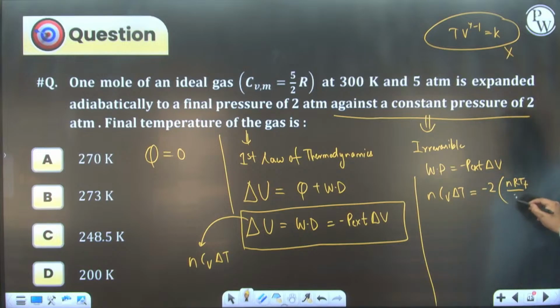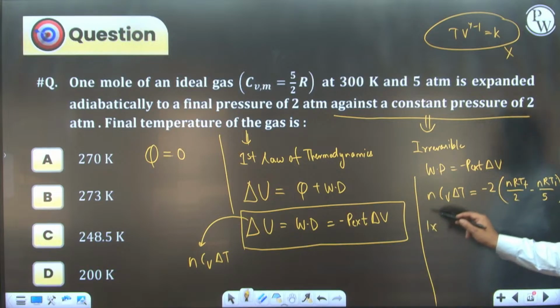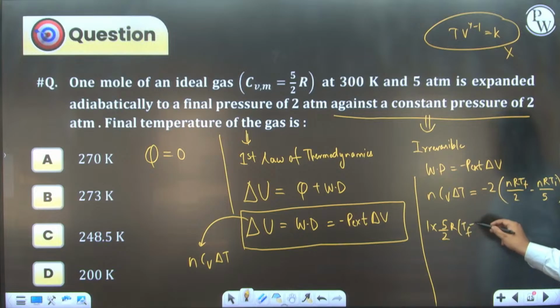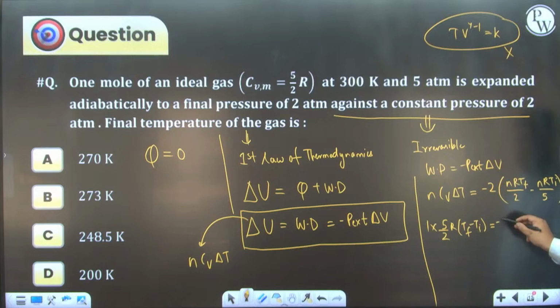Which is equal to 2 minus nRT initial upon pressure initial, which is equal to 5. So this we have to solve. Let us solve. How many moles? 1 mole. Cv is equal to 5 by 2 R, and delta T, I'm writing it down, temperature final minus temperature initial, is equal to minus 2 into moles, also here 1. So R T final upon 2 minus R T initial upon 5.